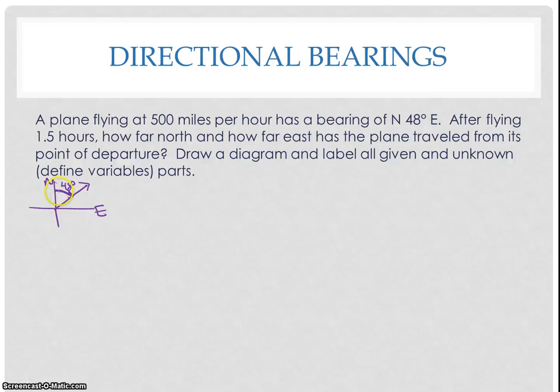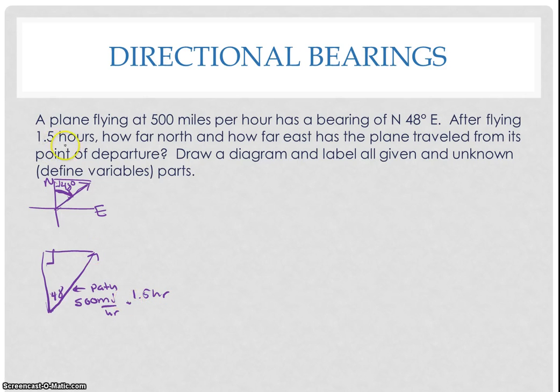So looking at this 48-degree angle, we can draw a right triangle here. And I'm just going to pull it out and make it a bit larger here. So I have this right angle. This is my 48 degrees, and this is my path that the plane is going. So the plane is moving this direction along the path. And the plane is flying 500 miles per hour, and it's going to go for 1.5 hours.